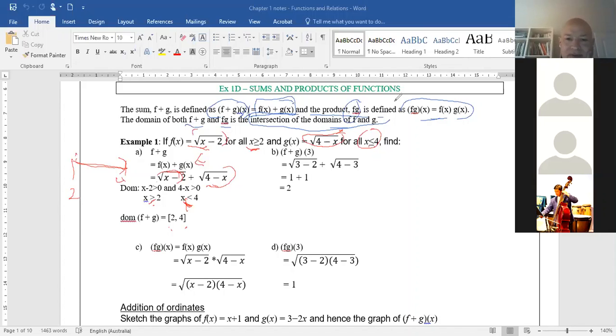Part B in green. Here we're doing f plus g of 3, where we've already worked out what f plus g of x is. So all we're going to do is put in the number 3. So we get the square root of 3 minus 2 plus the square root of 4 minus 3. 3 minus 2 is 1, square root of 1 is 1, 4 minus 3 is 1, square root of 1 is 1. So we get an answer of 2. Any questions on that one?